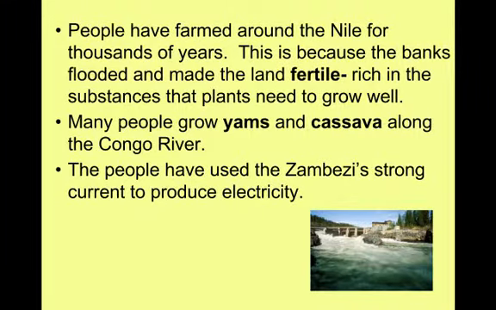Now, people have farmed around the Nile for thousands of years, and you talked about this a lot last year with ancient Egypt, but the land is fertile because the banks are constantly flooded. So therefore there's silt in this, and that's really good for things to grow. Many people grow yams and cassava along the Congo River, and that's mainly because those are wet crops. Cassava is like a starchy potato. It grows really well in rainforest type areas. And then along the Zambezi, the people use the current to produce hydroelectricity.